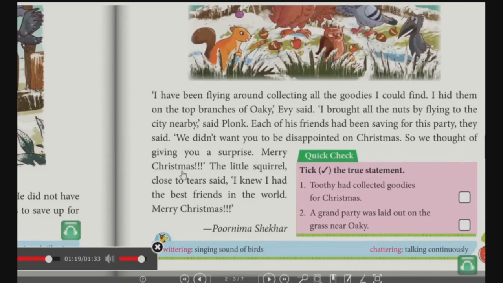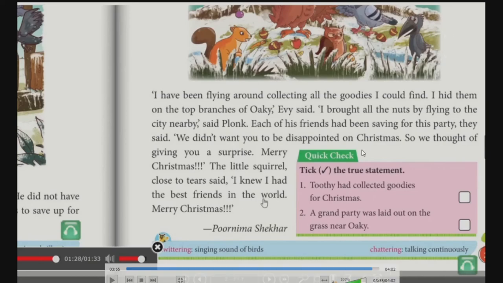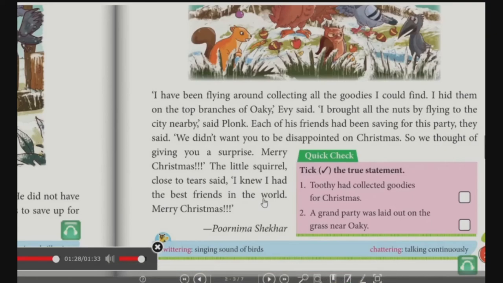Merry Christmas! The little squirrel, close to tears, said, I knew I had the best friends in the world. The little squirrel close to tears. Why did the squirrel start crying? You may be knowing one thing, that when a person is very happy and doesn't know what to say out of happiness, the person starts crying. Now, that kind of crying is not because a person is sad, it is because a person is very happy.